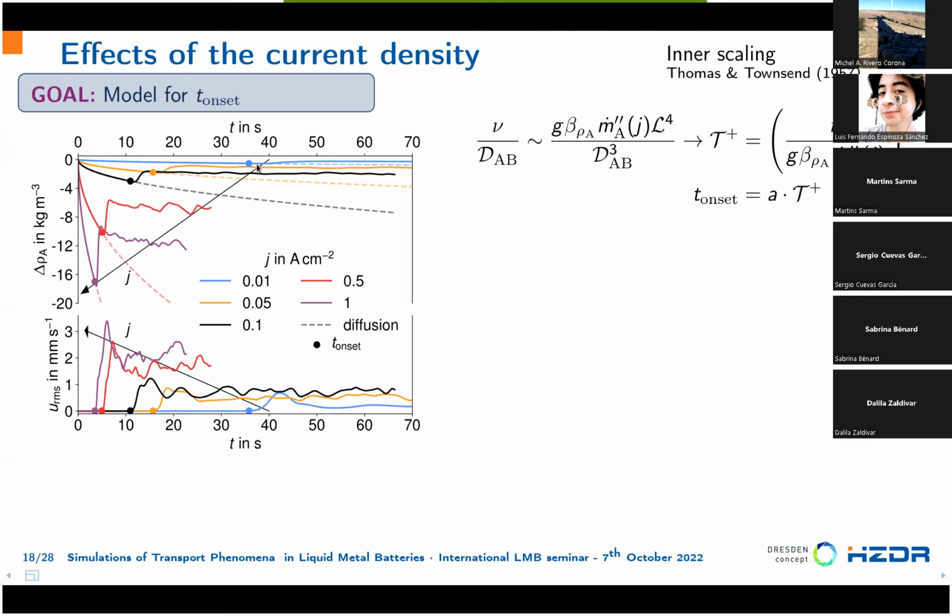From the theory of thermal convection over a heated plate, we know that there is a scaling that in the literature is referred to as inner scaling. This inner scaling is practically a balance between diffusive forces and the buoyancy part. It works with the assumption that the height of the layer has no influence on the phenomena that we are observing at the beginning. From this, we can derive a time scale.